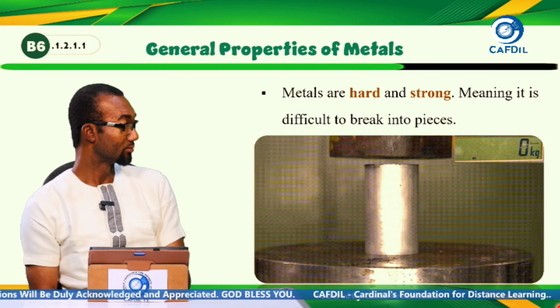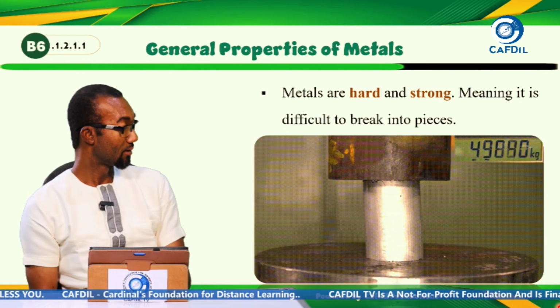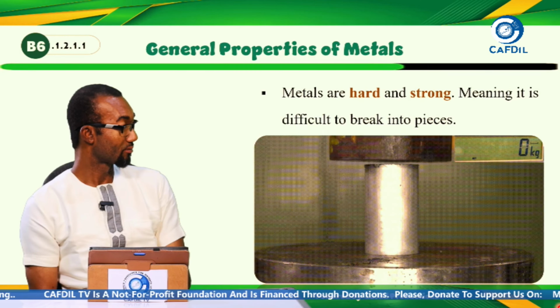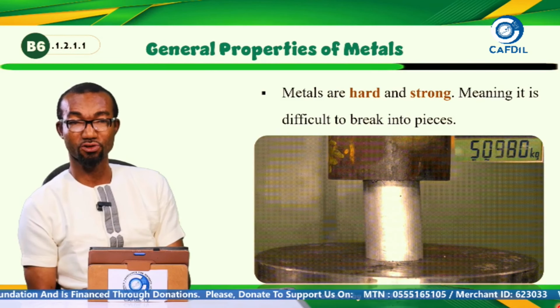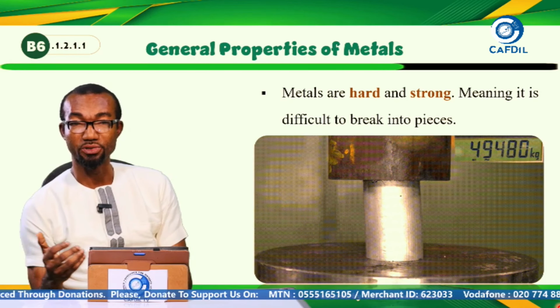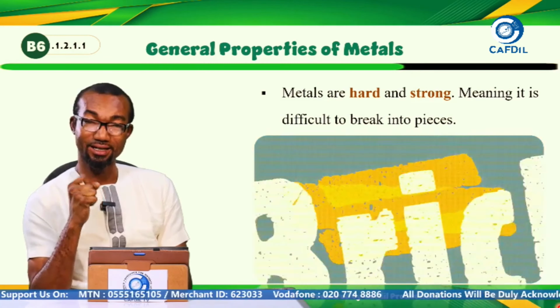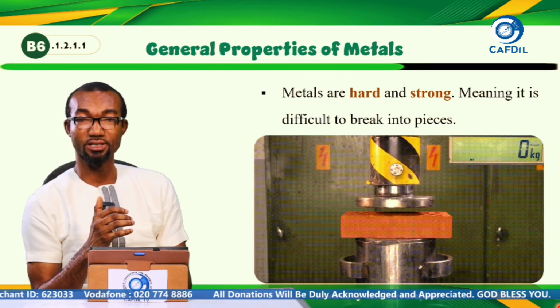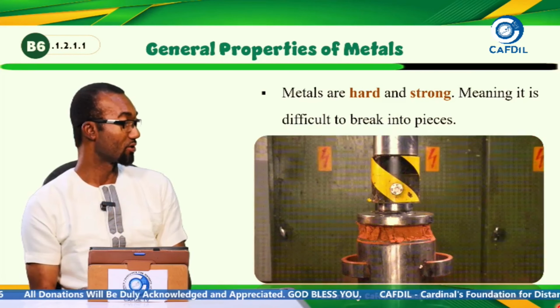Let's try another metal and see if it will break. This one too, it didn't break into pieces. So this tells us that metals are hard and strong. When we tried the brick, it broke into pieces, but metals did not break into pieces, meaning that metals are hard and strong. So this is one of the properties of metals. As for the brick, it just broke into pieces because it's made of clay, but metals are strong and hard, so it never broke into pieces.